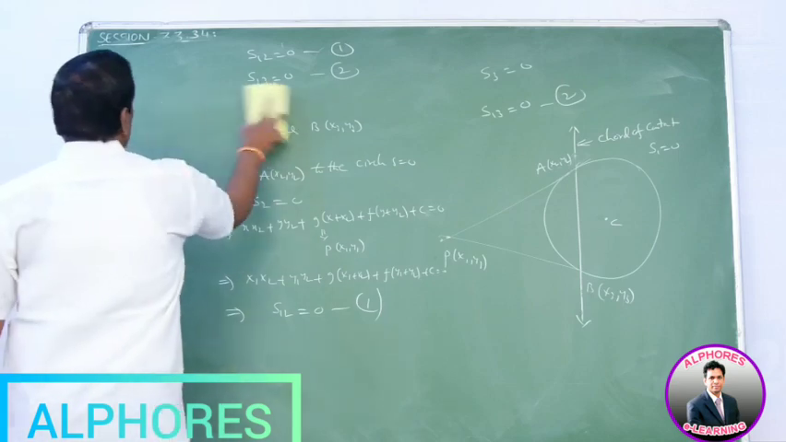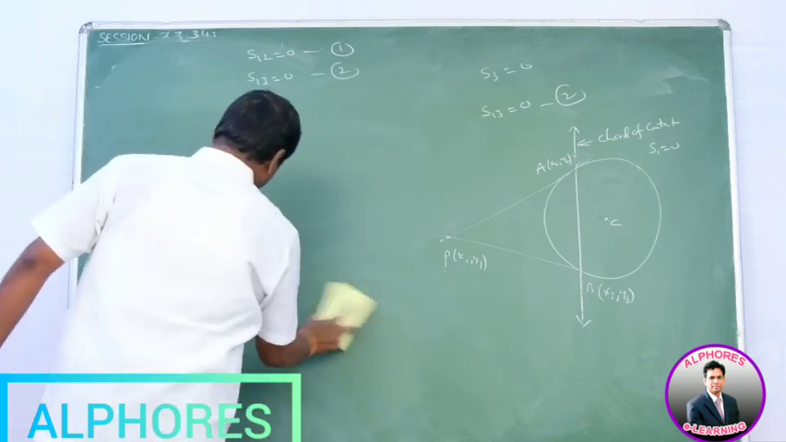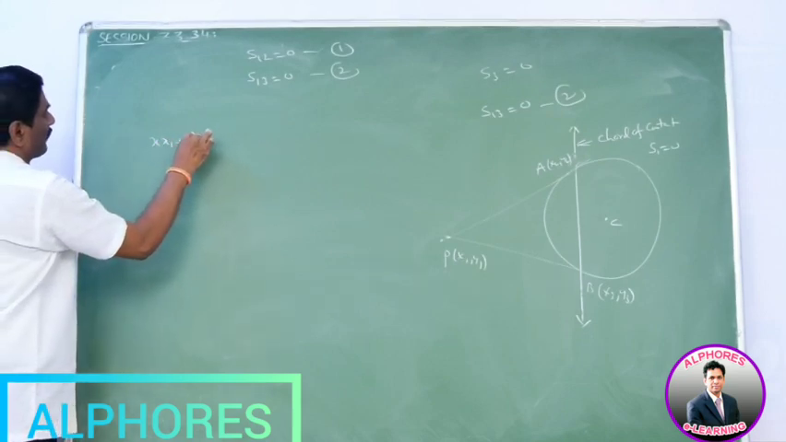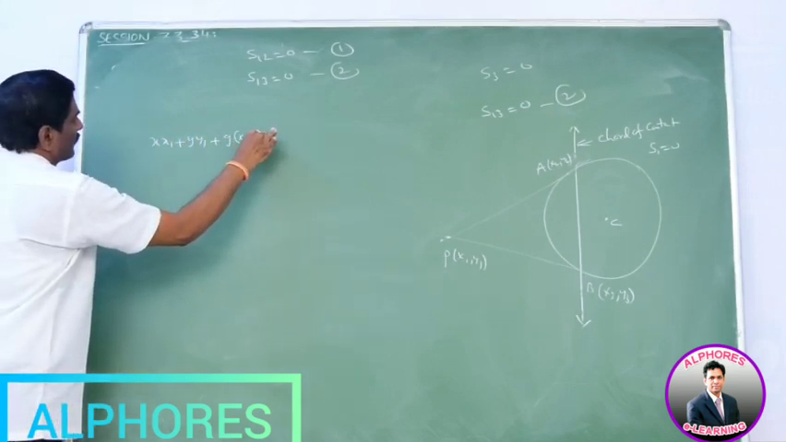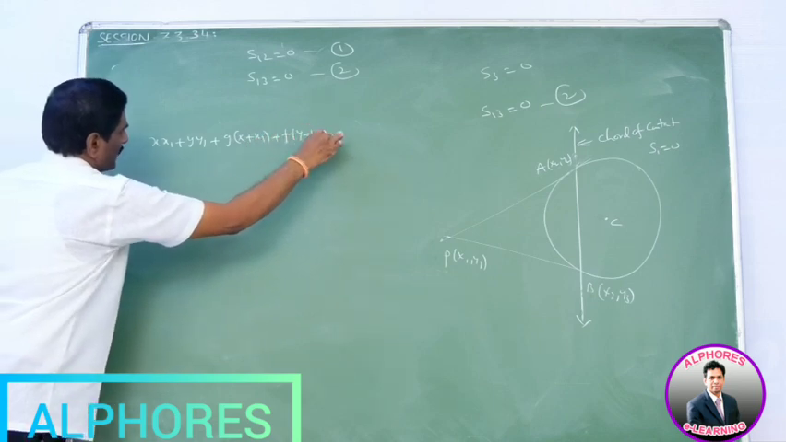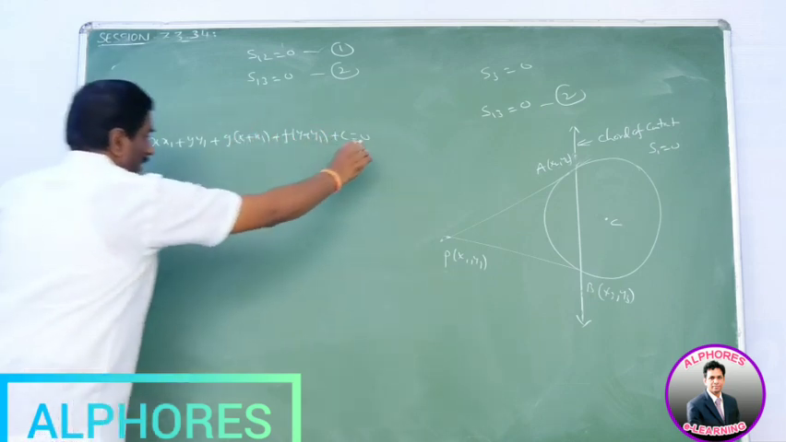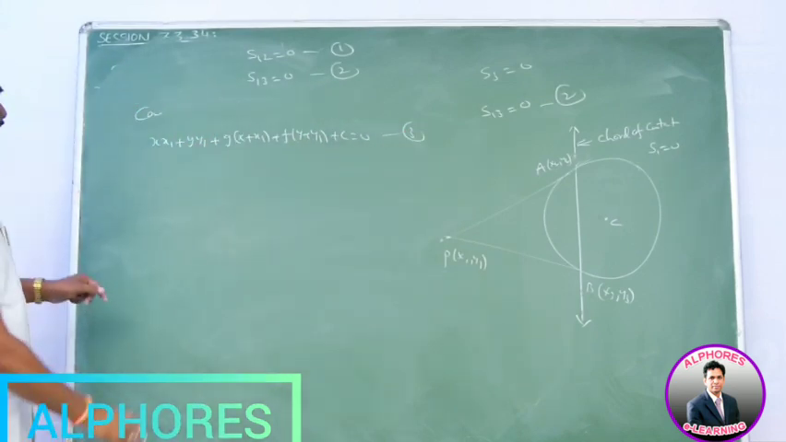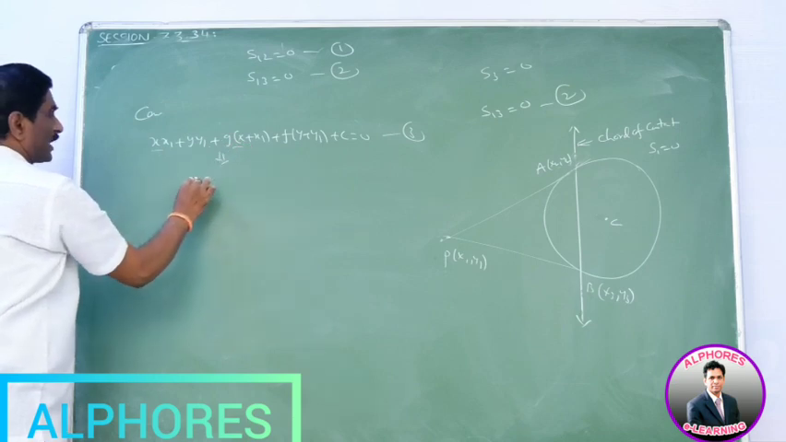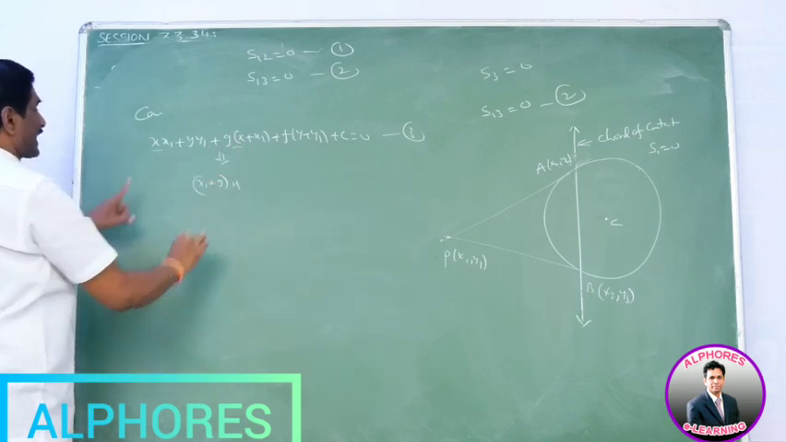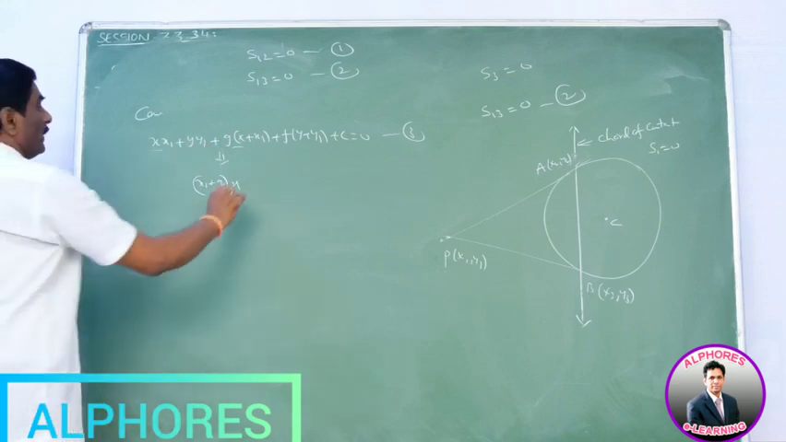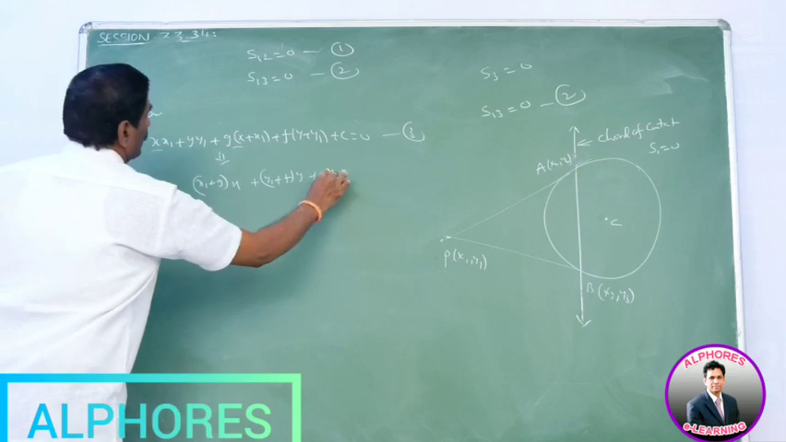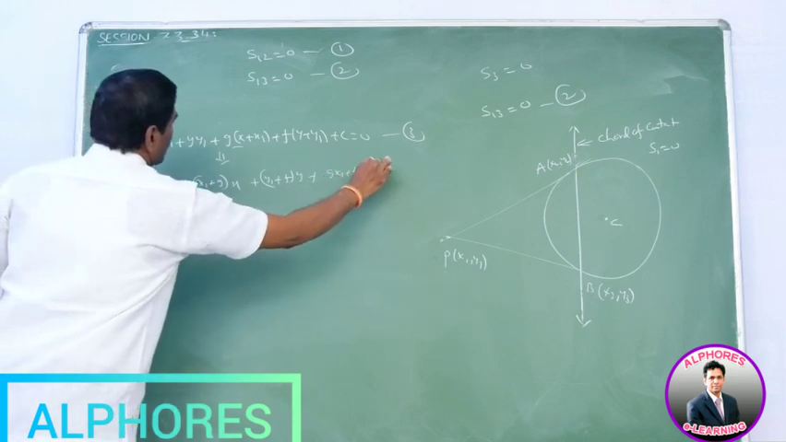Now consider one of the equations: x x1 plus y y1 plus g(x plus x1) plus f(y plus y1) plus c is equal to 0. Consider it the third equation. Please observe this value. x x1 plus g x can be reduced to (x1 plus g) times x, where x is the common term, plus (y1 plus f) times y, plus the remaining values g x1 plus f y1 plus c is equal to 0.